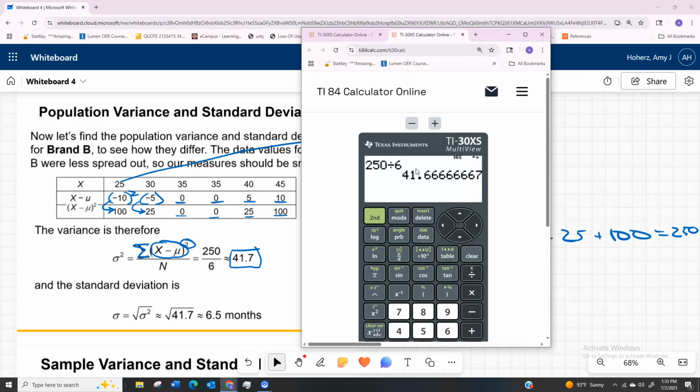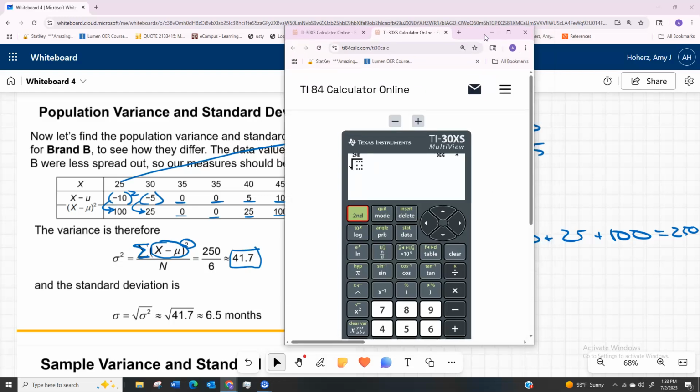And then to get the standard deviation, I just take the square root of the answer. And again, that's the answer from the prior problem.